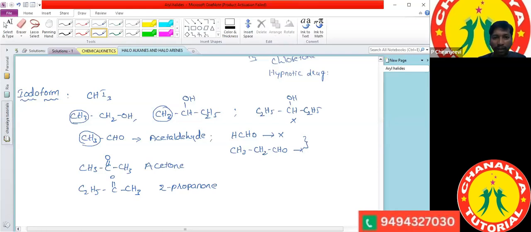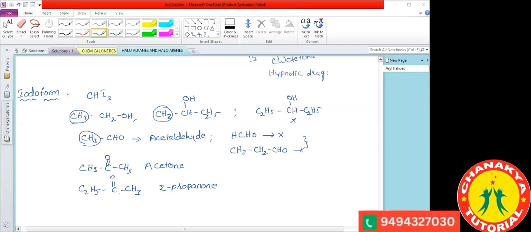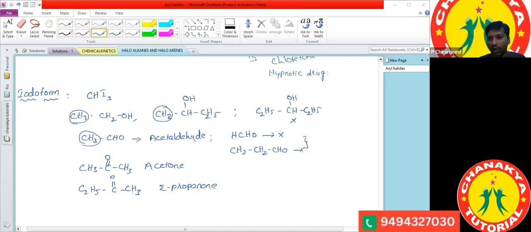Anyone of you? Does it give a positive iodoform test or not? Aditi, Kathy, Ritu? That is my question. Sir, it will. Very good. It gives a positive iodoform test because a methyl group is attached to the ketonic functional group.